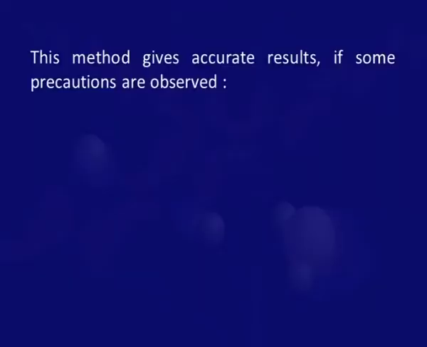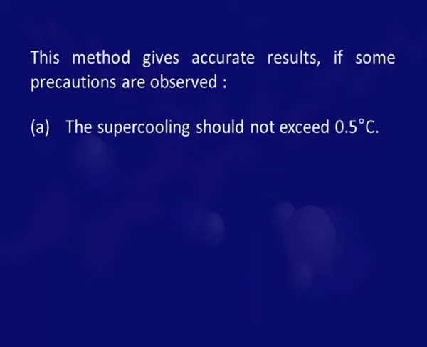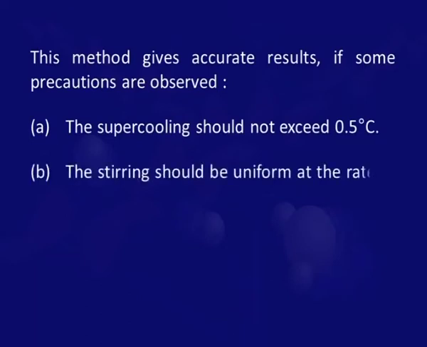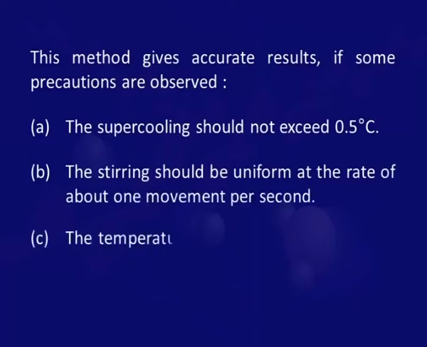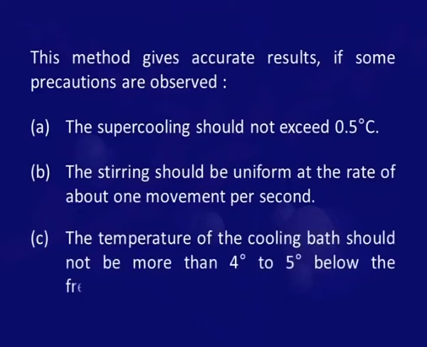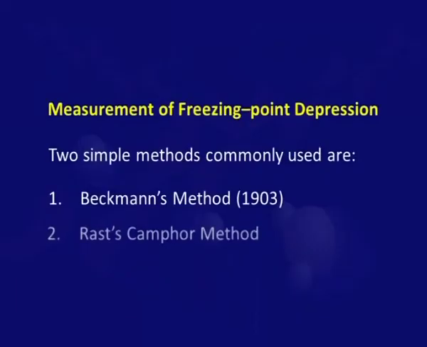This method gives accurate results if some precautions are taken. The supercooling should not exceed 0.5 degrees Celsius. The stirring should be uniform at the rate of about 1 movement per second. The temperature of the cooling bath should not be more than 4 to 5 degrees below the freezing point of the liquid. Now we are going to discuss the Rast-Camphor method.